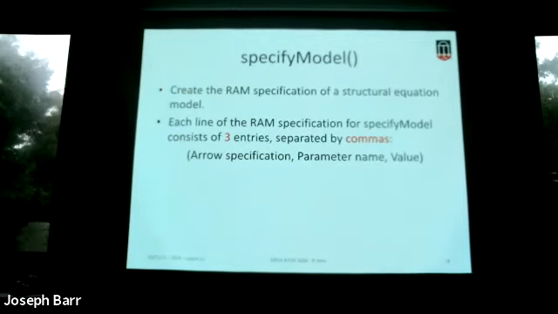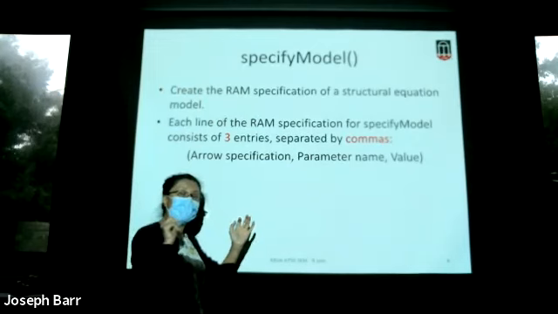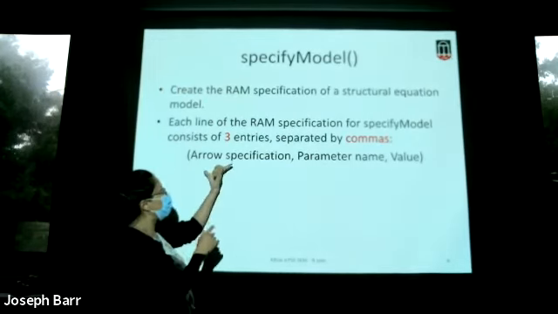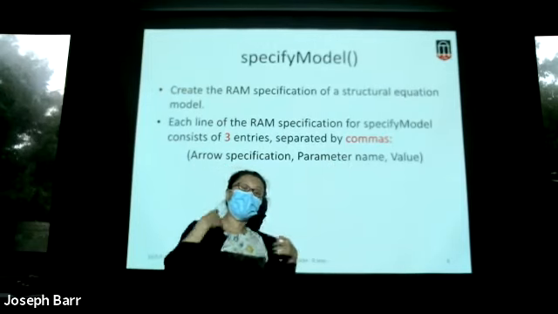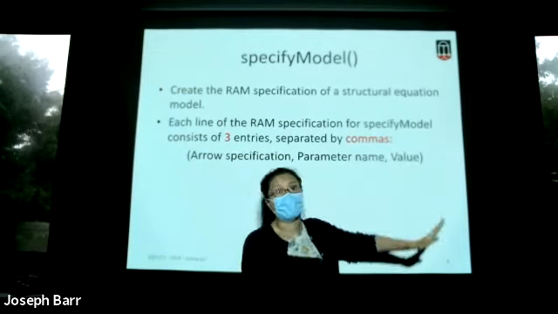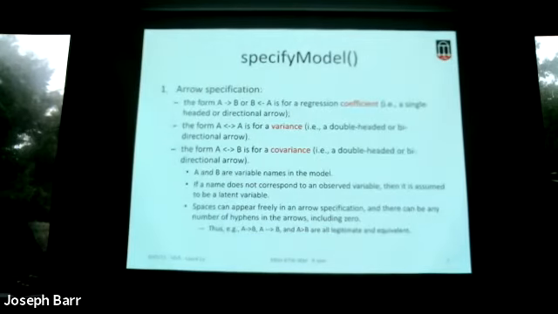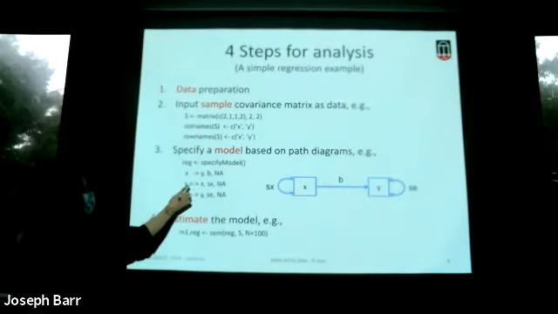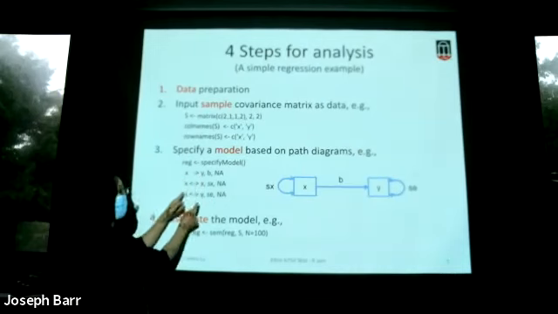The first component, arrow specification. There's a double-headed arrow or a single-headed arrow. There's some arrows. The second part is parameter name. You're gonna give a name for your parameter and some value, okay, some value. So let's look at these entries one by one. Arrow specification. Yeah, let's look at this example. This is our example. Sometimes we have a single-headed arrow, sometimes we have a double-headed arrow.